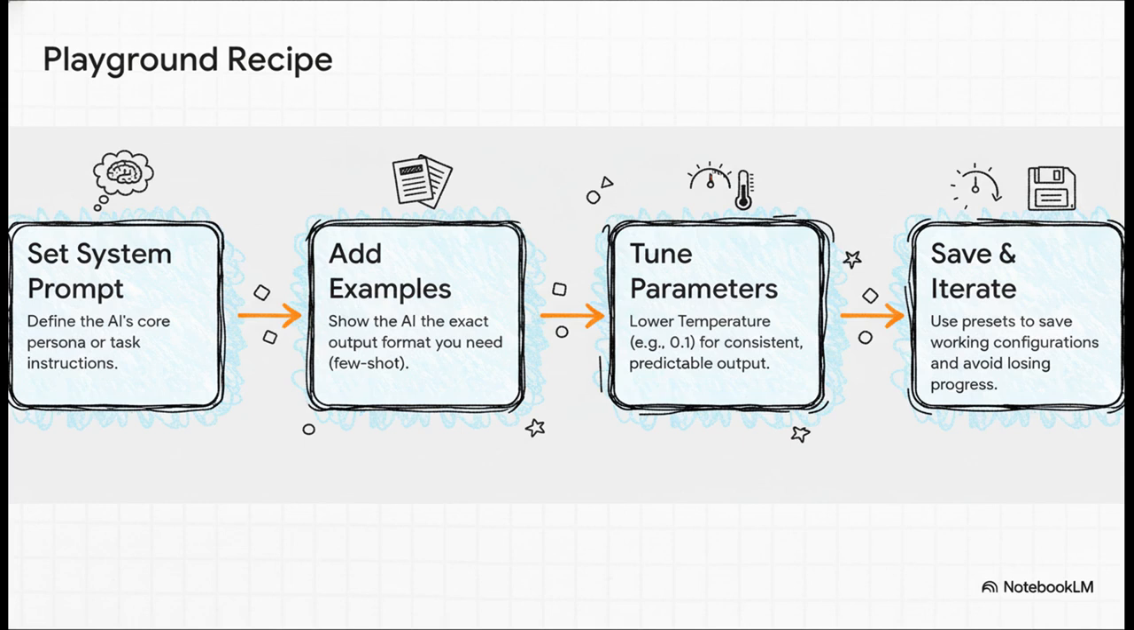Okay, let me show you how this works with a real-world example. I was stuck on a project that absolutely required the AI to output data in a super strict JSON format. In a normal chat, it kept making these tiny mistakes, a missing comma here, an extra bracket there. But in the playground, I followed this exact recipe. I put the core instructions in the system prompt. I gave it a couple of perfect examples. Then, and this was crucial, I dropped the temperature way down to 0.1 to get rid of any randomness. And every single time I found a setup that worked, I saved it as a preset. It completely transformed a frustrating guessing game into a methodical, scientific process.